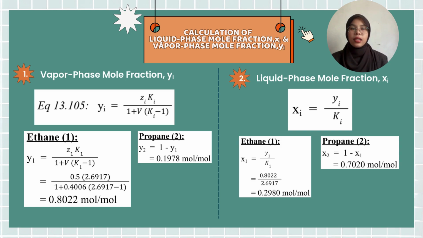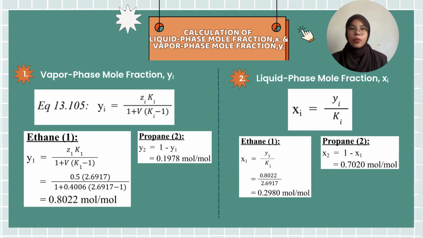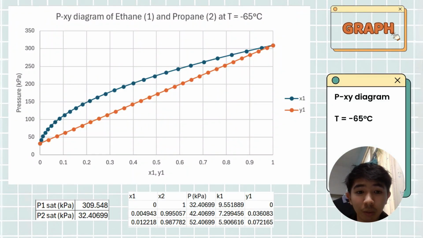Lastly, we calculate the liquid phase mole fractions. For ethane, dividing 0.8022 by its K value of 2.6917 gives us 0.2980 mole per mole. Then for propane, we again subtract ethane's value from 1, giving us 0.7020 mole per mole. So, moving on to the next part, which is graphs.